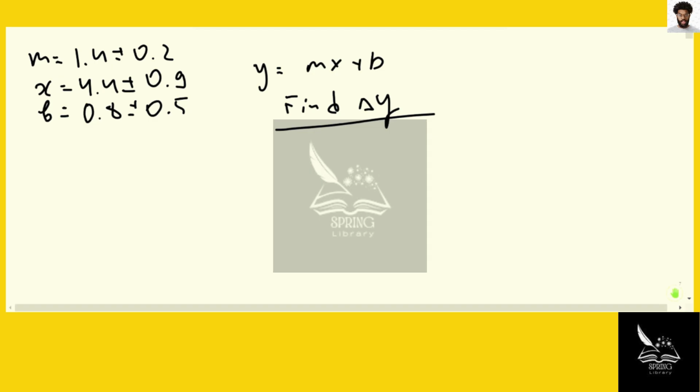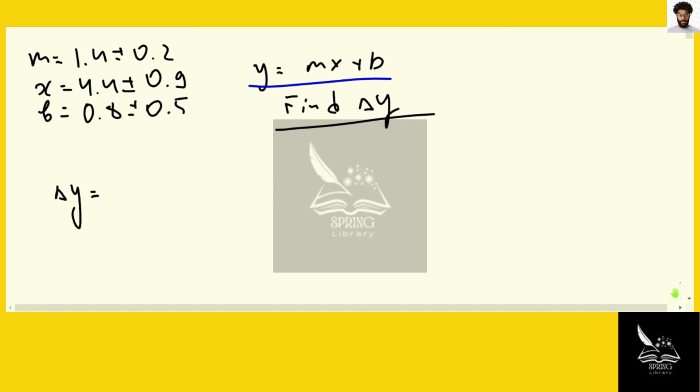Fortunately, I wasn't able to completely read the task because it's a little bit hard to read. But as far as I understood, we have to find the uncertainty in y of the linear function y equals mx plus b. So let's do this. y is a function of three variables. Therefore, the uncertainty in y will look like the following.